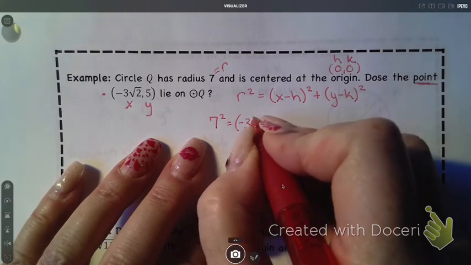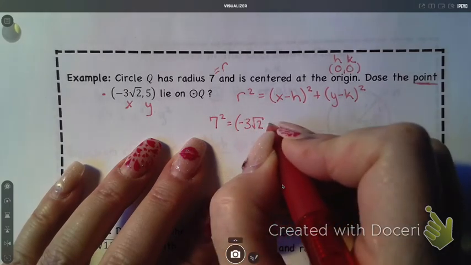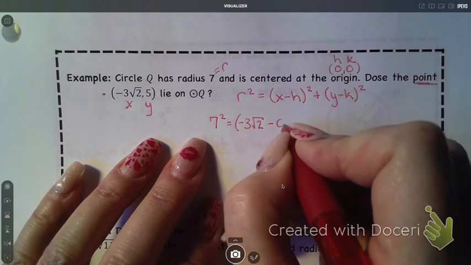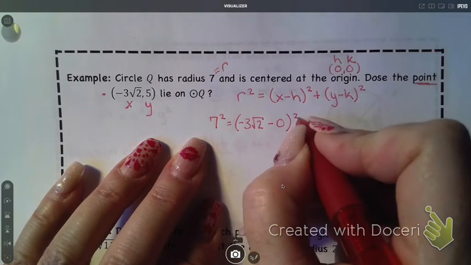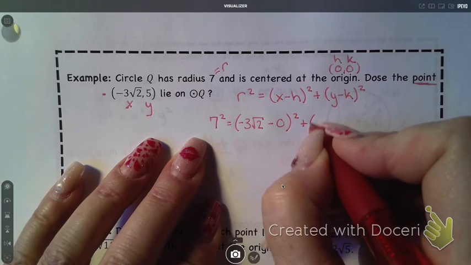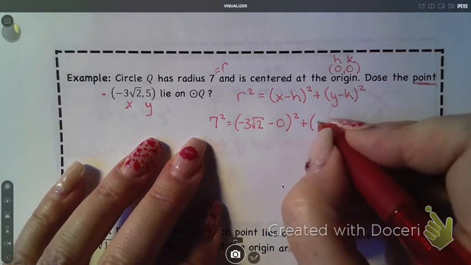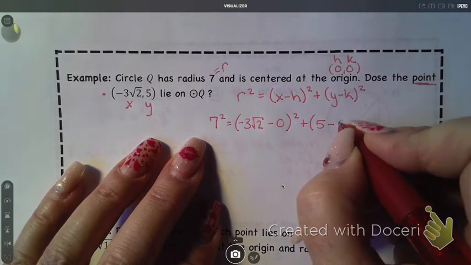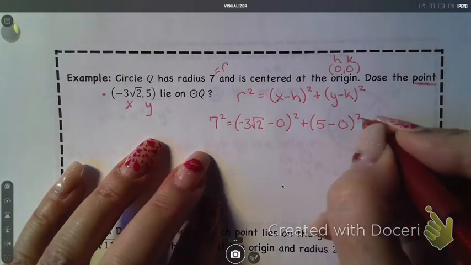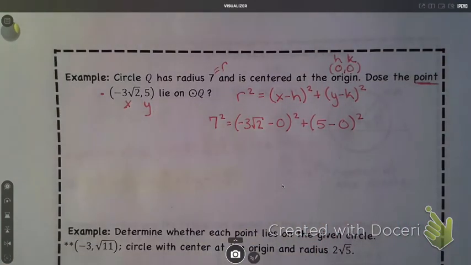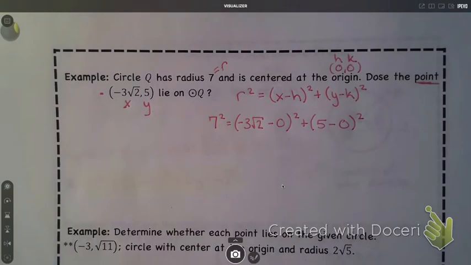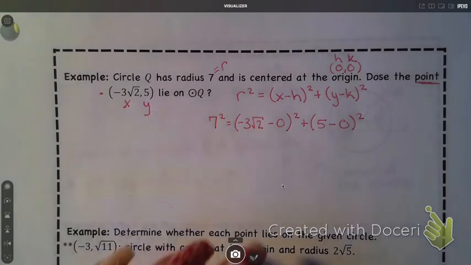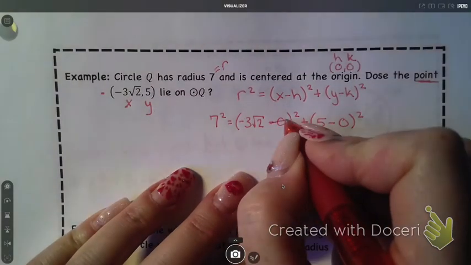Negative 3 square root of 2 minus 0, parentheses squared, plus Y, 5 minus 0 squared. Where did I get all those numbers? From X, Y, H, K, and R. They were there, right? So if I subtract 0, that doesn't do anything, correct?